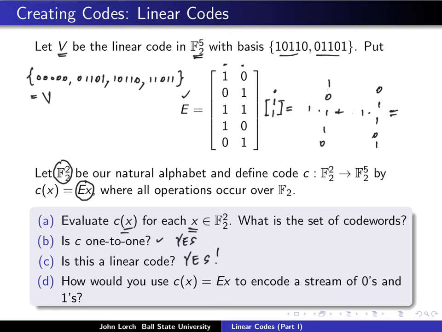And then finally, you might be wondering, well, okay, let's suppose we have a stream of zeros and ones. How could we use this coding function to encode that stream of zeros and ones? So one thing that you might do is take that stream and break it into blocks of size 2. And then encode each one of those blocks using this coding function.